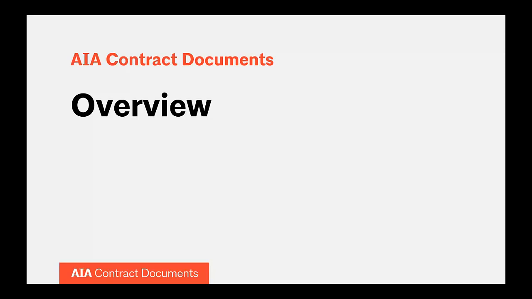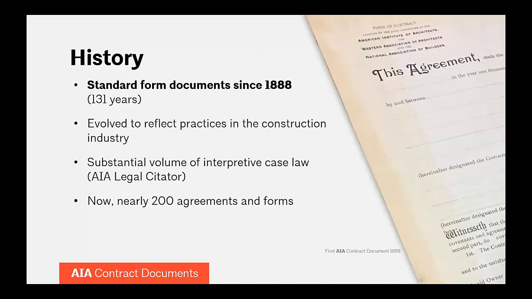I just want to begin with a brief overview of the documents program. We find that our listeners often enjoy hearing a little bit about our process. Slide 8. The documents have been published as standard form documents since 1888. We have updated them on a regular basis and developed new documents that have reflected changes in the construction industry, changes in practice, as well as interpretive case law. Our documents program has grown over the years, reflecting the complexity of the construction industry and the number of documents, and the participants in the drafting and revision process has also grown. We now publish over 200 agreements and forms.